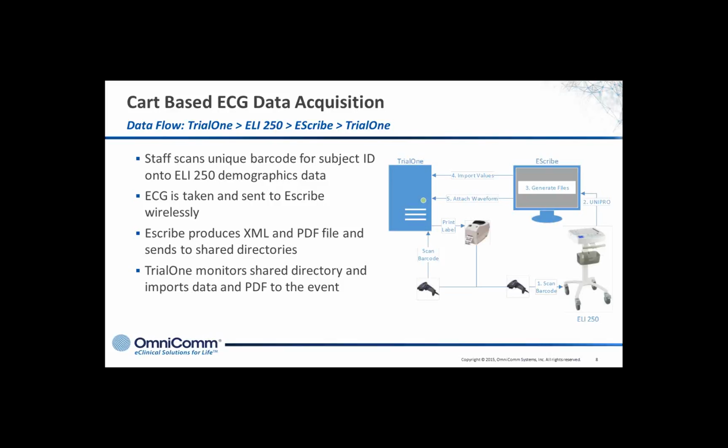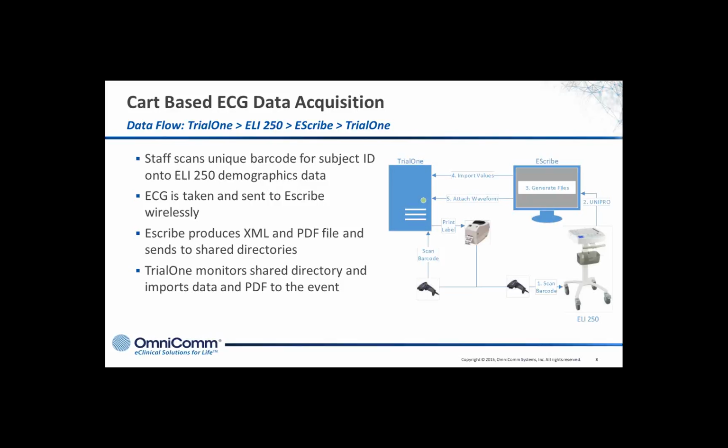So the users at the site will print out these barcodes. They will scan that barcode. They'll then scan the Eli 250 or the cart-based ECG machine, which then marries the two together. That information is then sent from the ECG machine through UniPro into the eScribe data management tool for the ECG traces. Files are generated, so the data files as well as the PDF waveforms. Those are then sent to a directory where trial 1 is constantly monitoring, constantly listening for new imported files, and then trial 1 will consume those files and bring the data as well as the waveform back into the data collection and data review module.